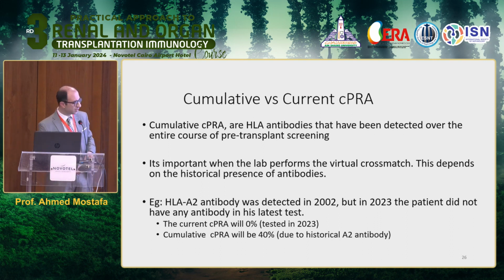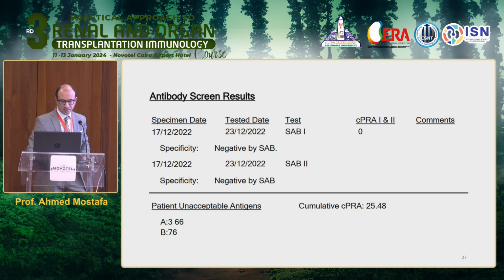So for example here, if you have someone who had an antibody detected in 2002, but in 2003 the patient did not have any antibody, then his current CPRA will be 0%, but his cumulative is 40% because he accumulated over the years. And this is an example of a virtual cross-match. You can see this is the current serum, has 0 PRA, but we put also the cumulative because he had some previous historical HLA.